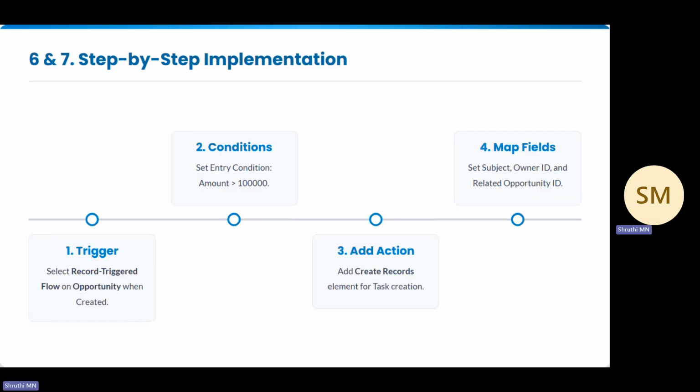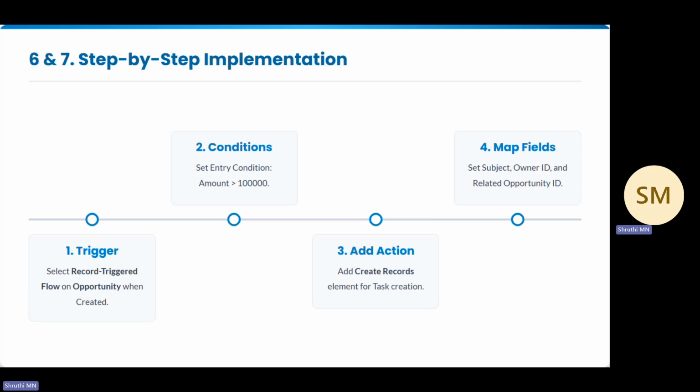Create the flow. Now let's create it. Click new flow, select record triggered flow, click next. For the object, select opportunity. Now we need to tell Salesforce when this flow should run. Select the record is created. Now let's configure our condition.